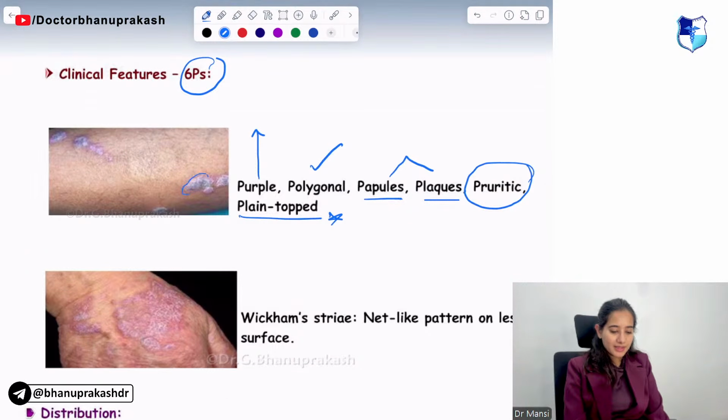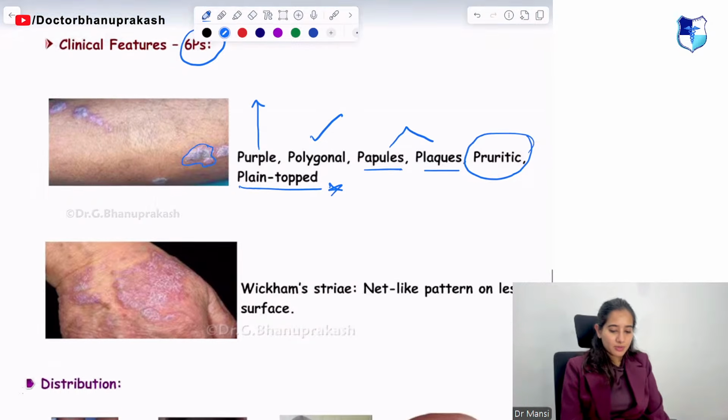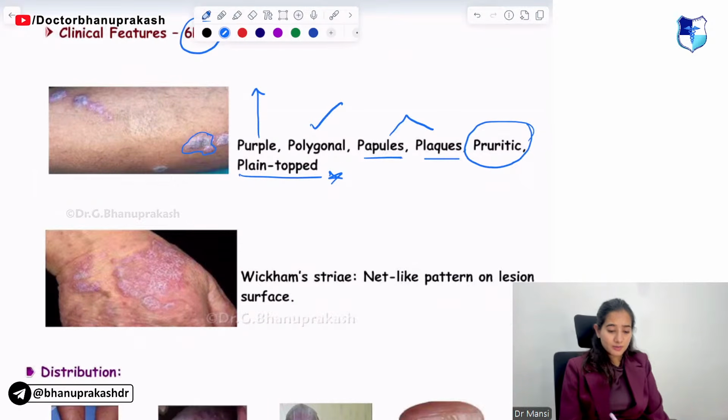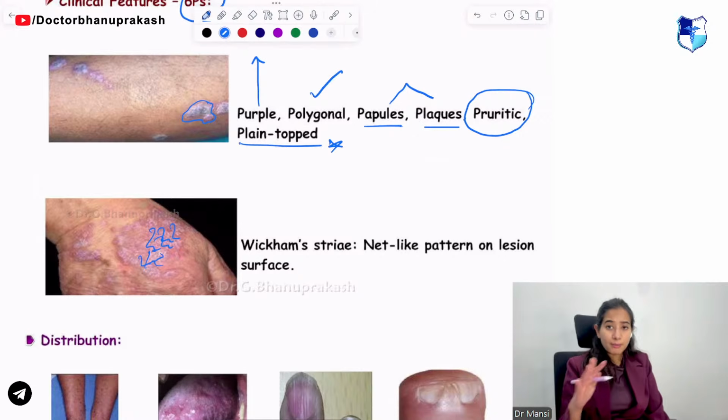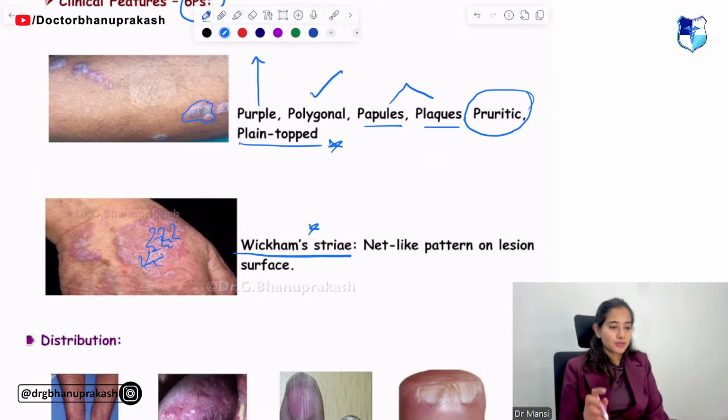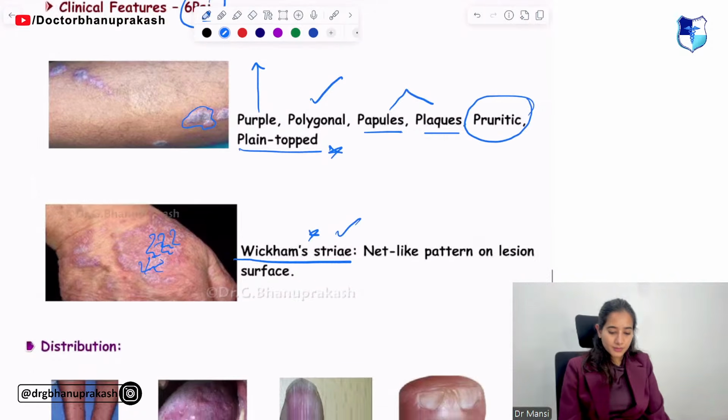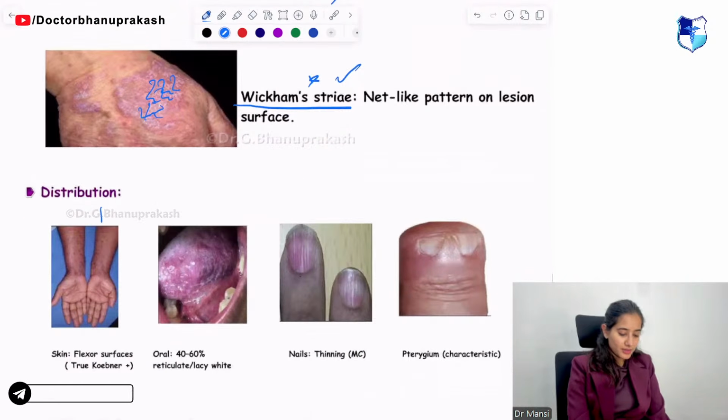If you can see, they are slightly purple in color and they are polygonal. They are papules and plaques, an itchy condition, and they are plain topped. So these striations are present. Reticulate, web-like striations are present. This is called Wickham striae. So this net-like or web-like pattern is called Wickham striae. That is also very classical for lichen planus. Next, what we have to know is the distribution. We discussed this already.